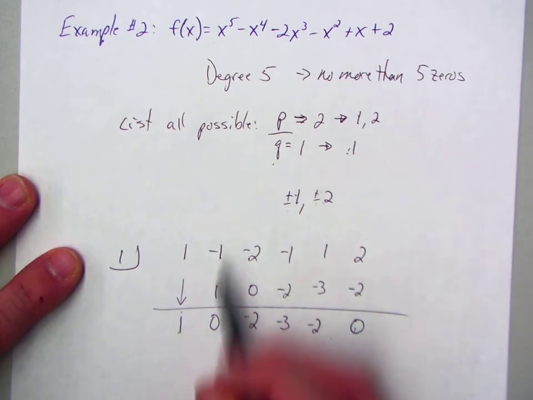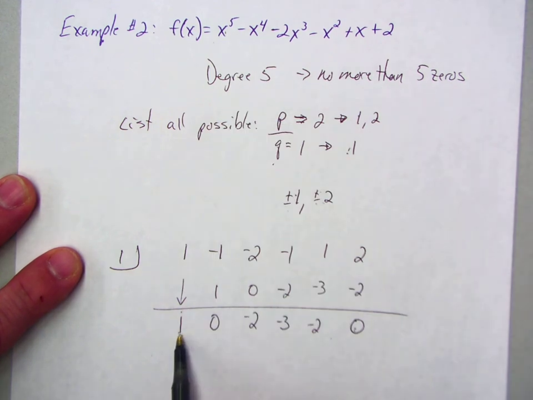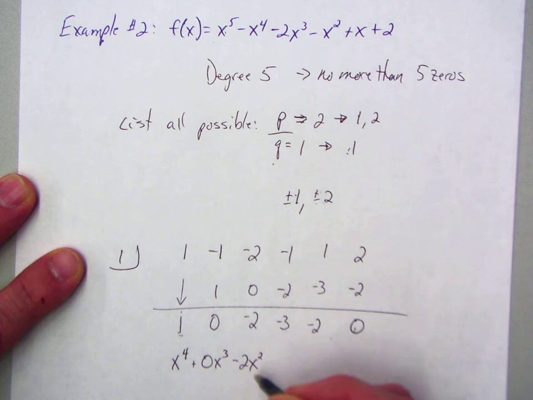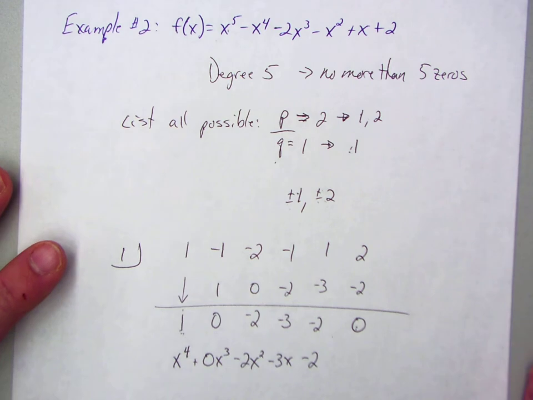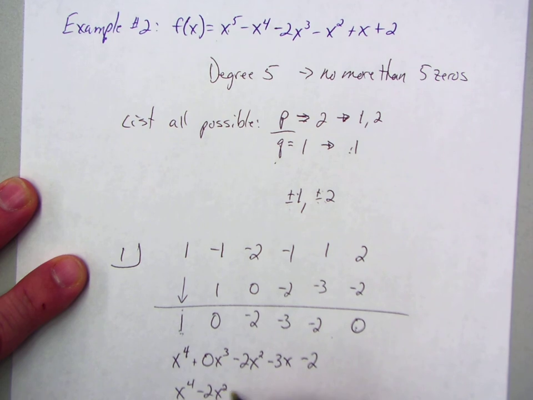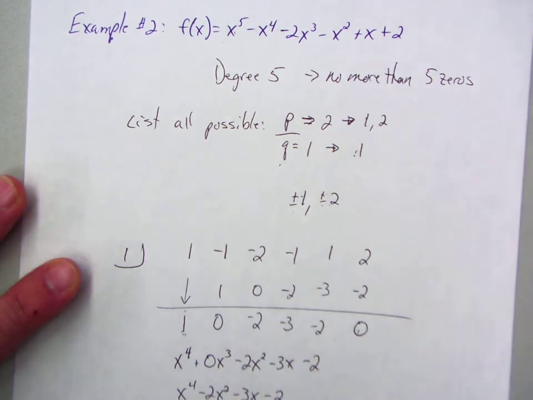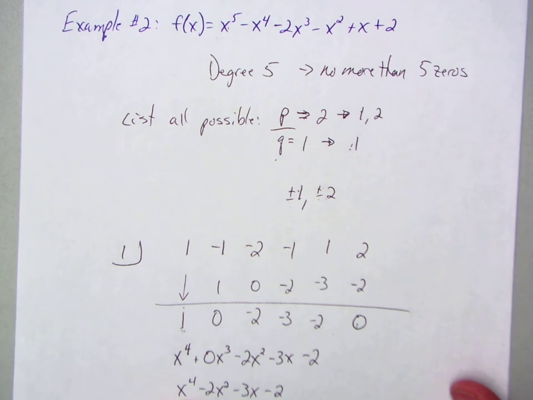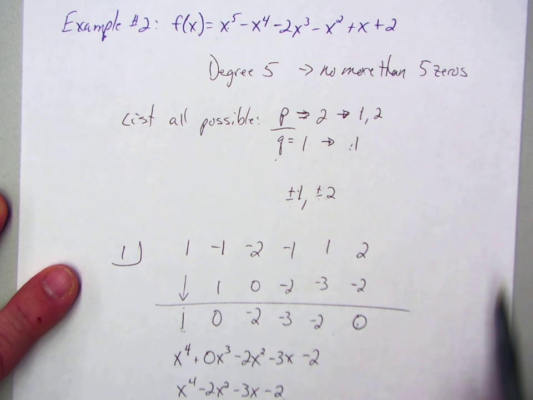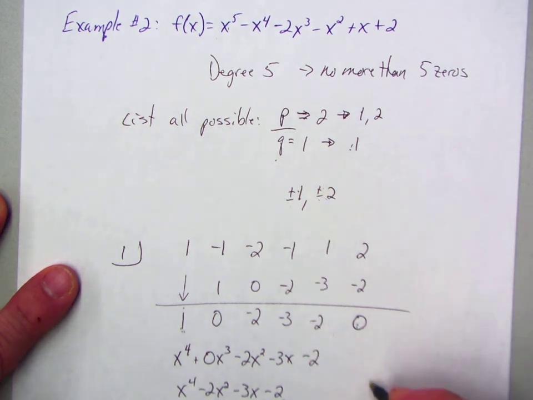All right, so now it was a degree of 5, and this becomes a degree of 4. So this is 1x to the 4th plus 0x cubed minus 2x squared minus 3x minus 2. Rewriting without the 0, I have x to the 4th minus 2x squared minus 3x minus 2. You notice here I have a quartic. So all I have left to try now is -1, positive 2, and -2.